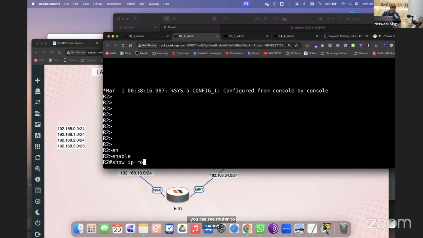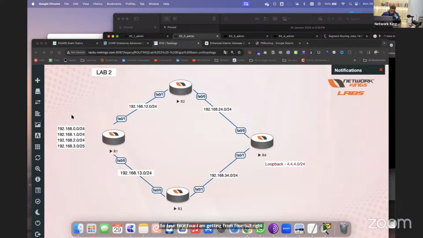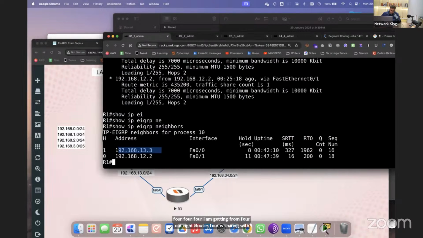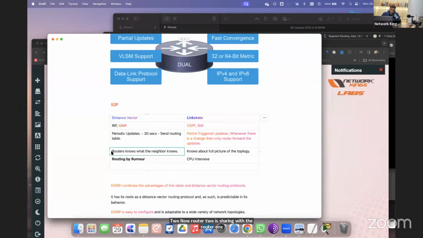Enable, show IP route. So 4.4.4.4 I'm getting from router 4, right? Router 4 is sharing with router 2. Now router 2 is sharing with router 1. This is how things work in distance vector. A router knows only as much as its neighbors know. Router knows about what the neighbor knows, but link state is different.